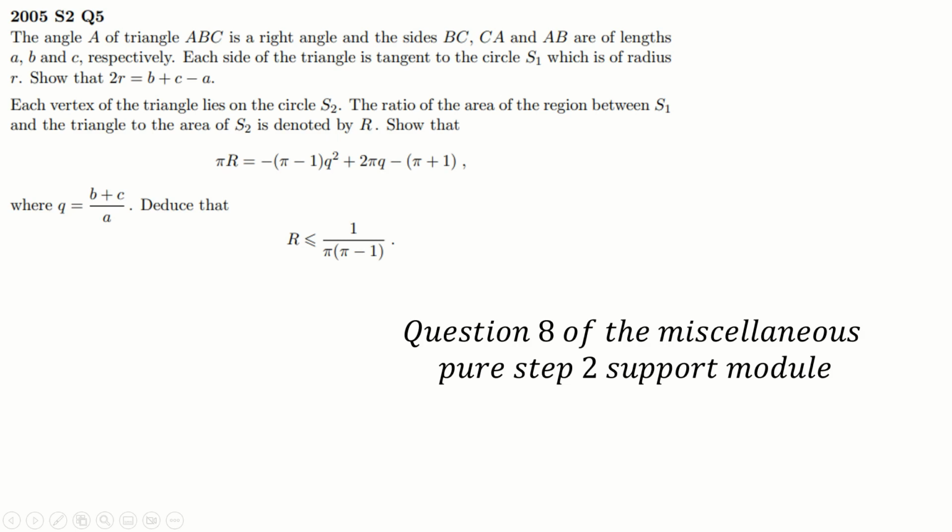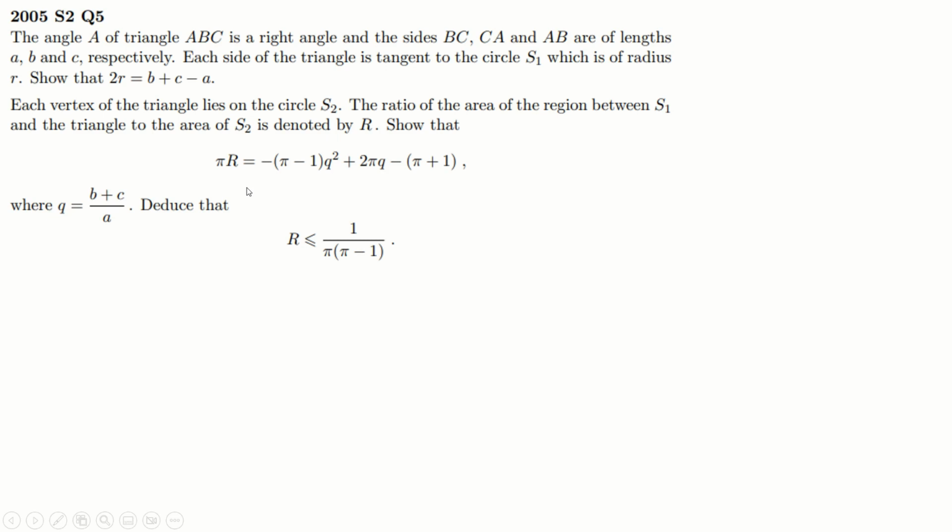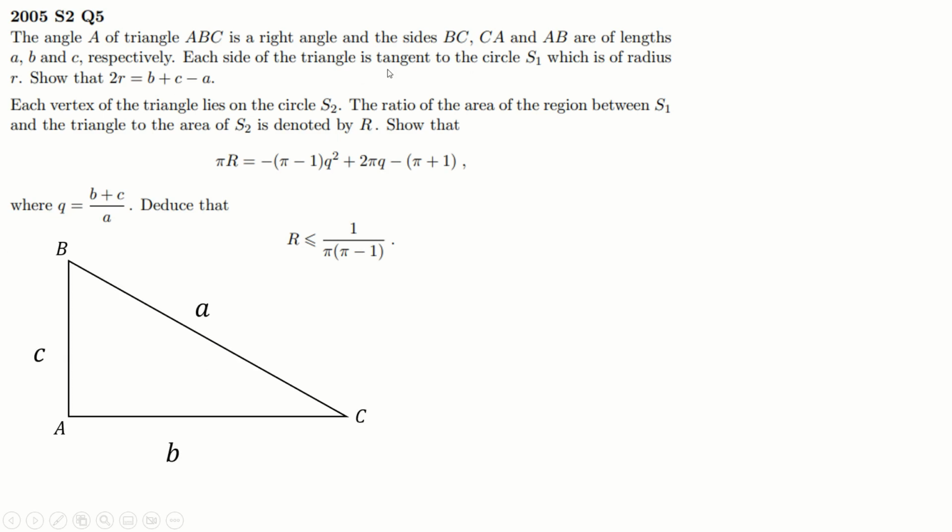Step 2, 2005, question number 5. It's also question 8 of the Miscellaneous Pure Step 2 Sport module. We're looking at a triangle that's right-angled and it's all labelled like so. And we have a circle in which every side is tangent. Every side of the triangle is tangent to the circle.